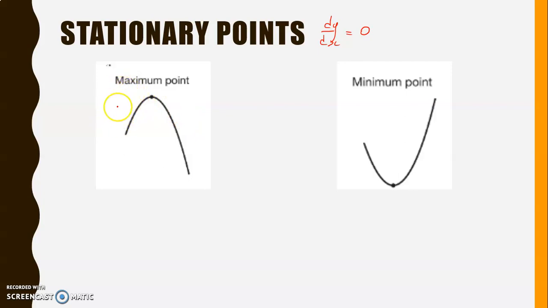A stationary point is a maximum when the gradient is decreasing from positive through to 0 and then to negative. Similarly, a stationary point is a minimum when the gradient is increasing from negative through to 0 and then to positive.